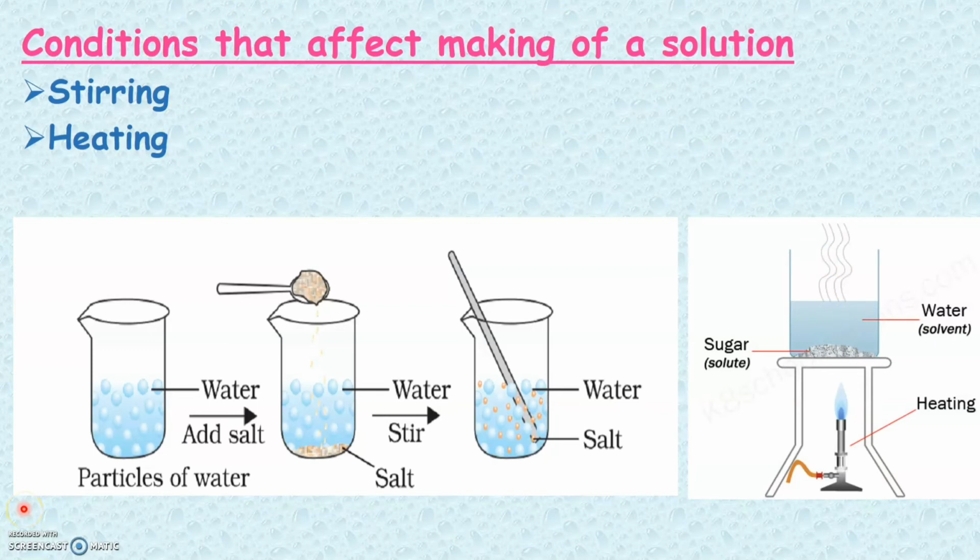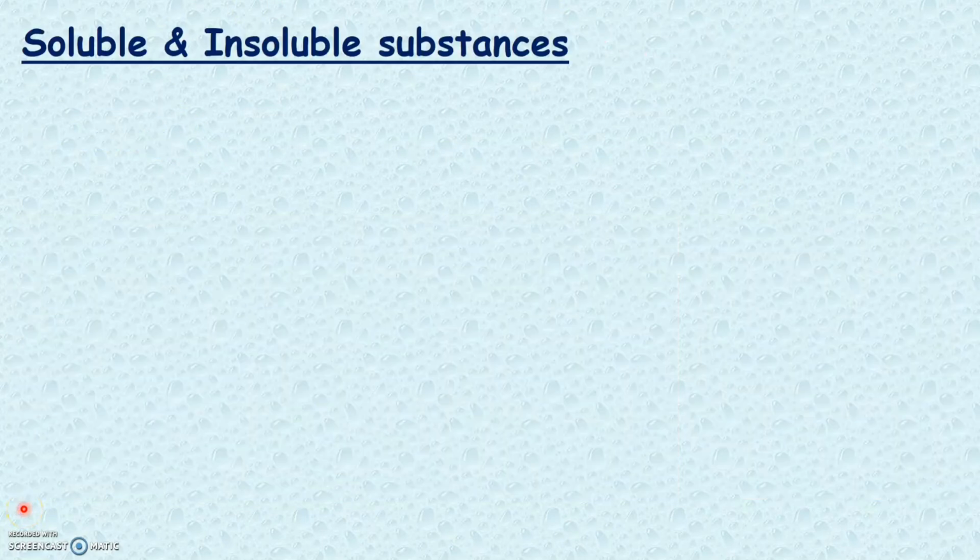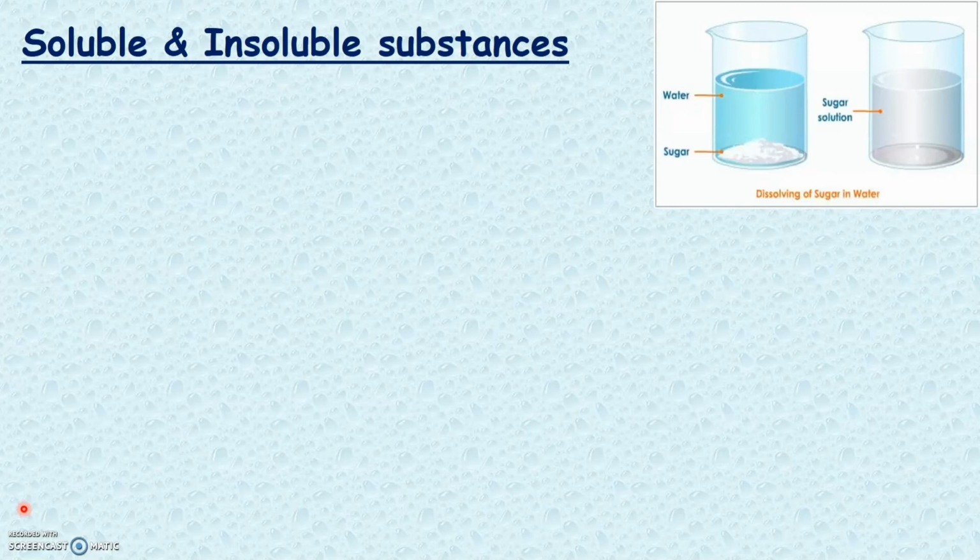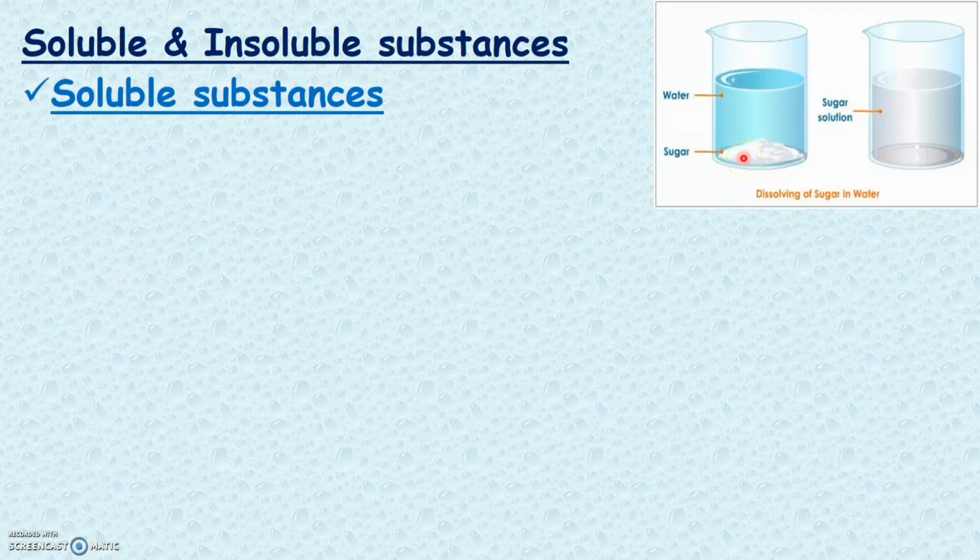Now let us see what are soluble and insoluble substances. We have already seen what happens when we mix sugar or salt with water. As you see here in the picture, when we mix sugar with water and then stir it, sugar dissolves completely in water and it gives us sugar solution. Same like that, when salt is mixed with water, salt dissolves completely in water to give us salt solution. So these are soluble substances.